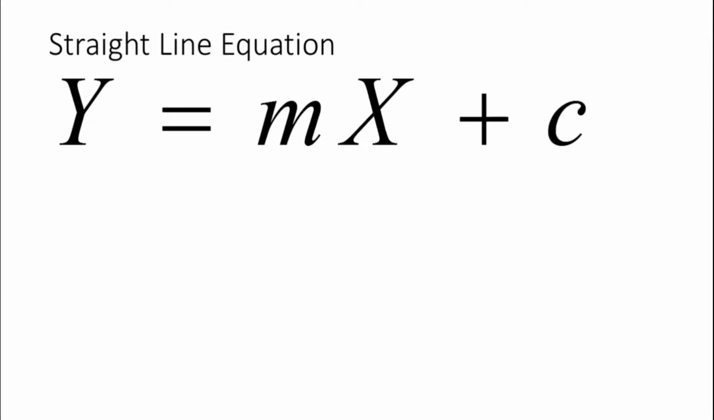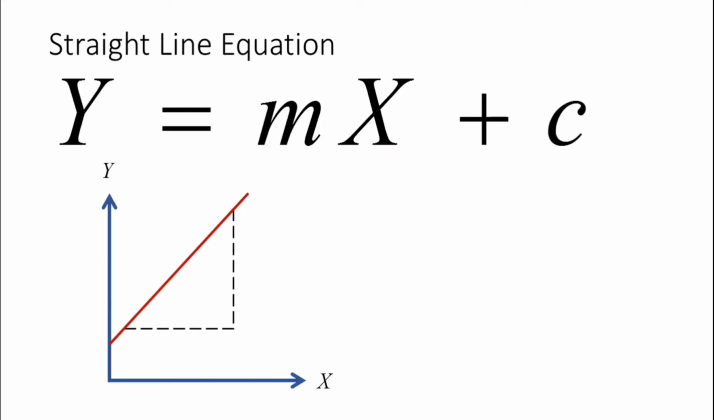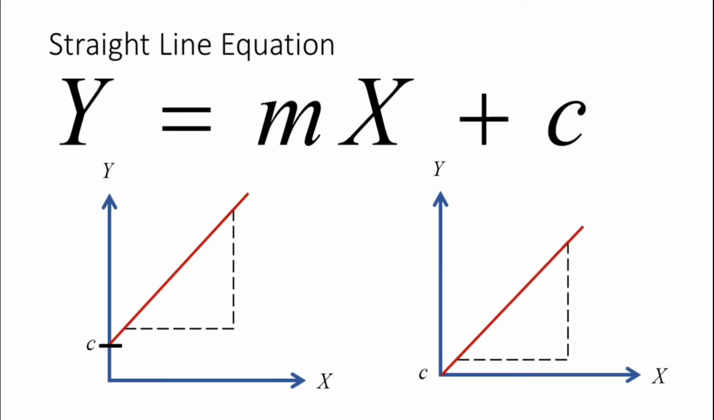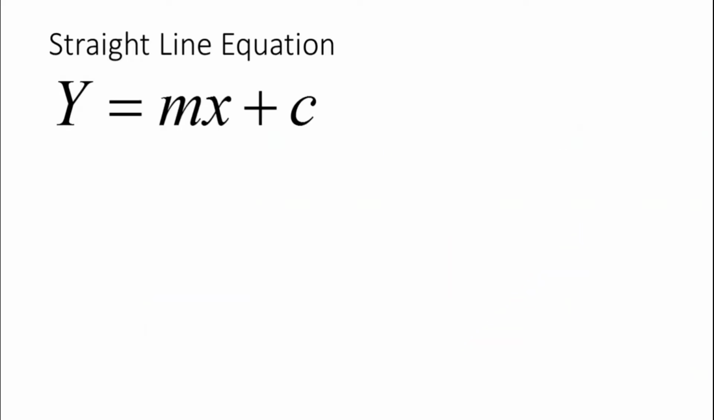A general equation of straight line or linear graph is given by the equation y equals to mx plus c. Y is the variable or the quantity that is plotted on the y-axis. X is the variable plotted on the x-axis. M is the gradient of the graph, and c is the line intercept on the y-axis, or called the y-intercept. This graph is the graph for y-intercept at 0.